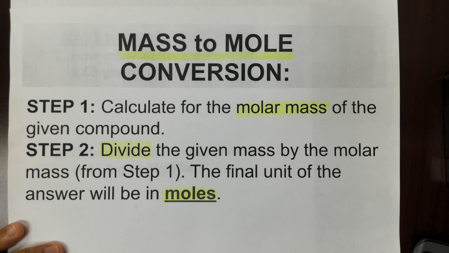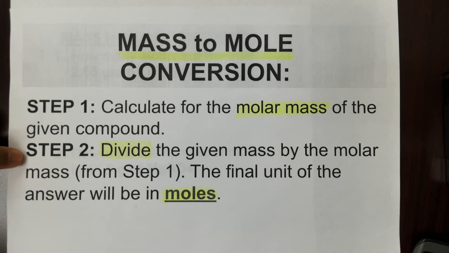So we have mass to mole conversion this time. In mass to mole conversion, this is a two-step process again. Step 1 will always be calculating for the molar mass. This is the same as the mole to mass conversion. We really need to have the accurate value for our molar mass. So molar mass is always the first step, and we have to make sure that we calculate it properly.